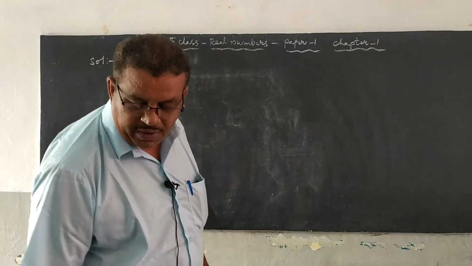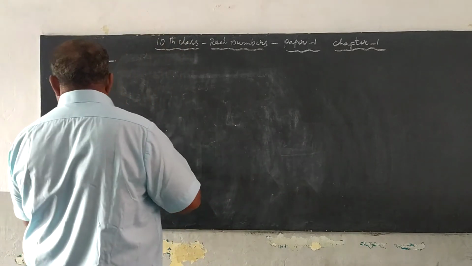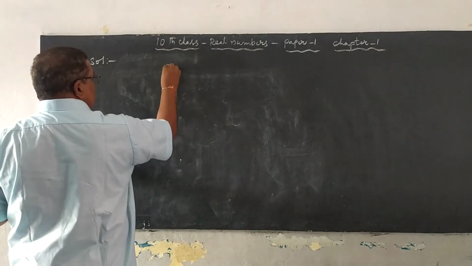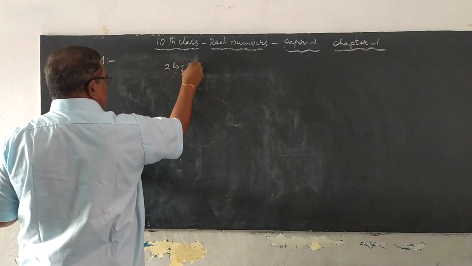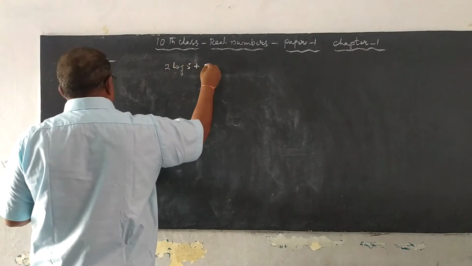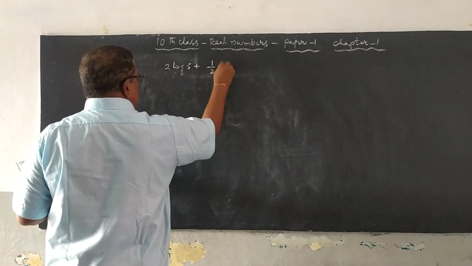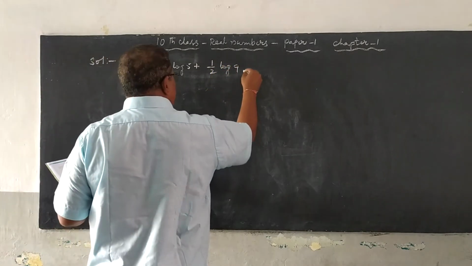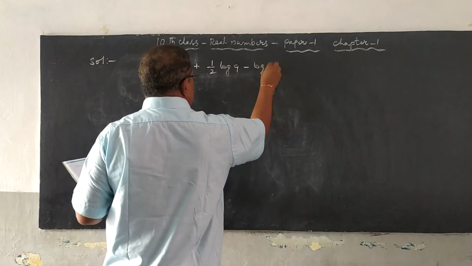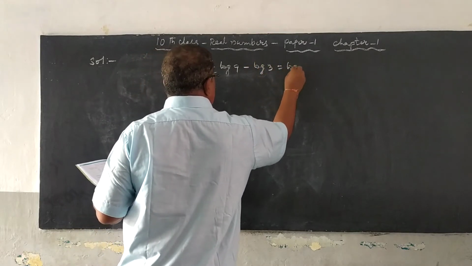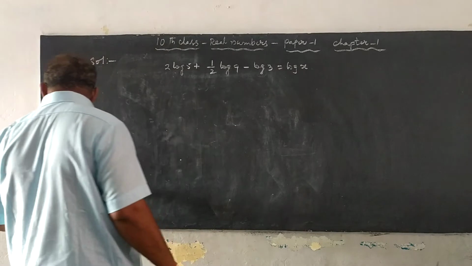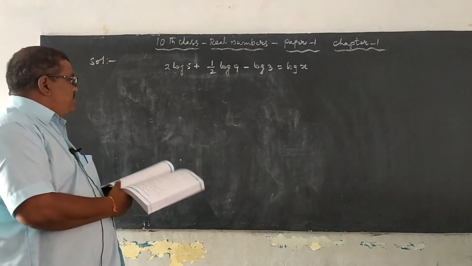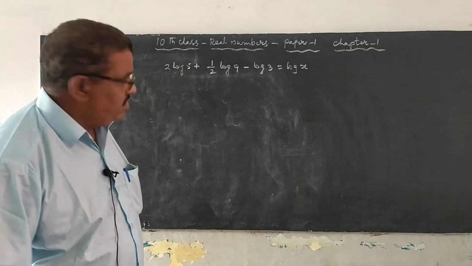2 log 5 plus 1 by 2 log 9 minus log 3 equal to log x. How do we have to solve this? See. This is the question.